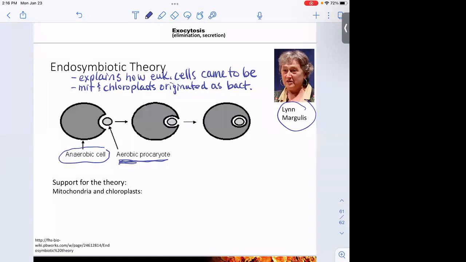So that's kind of the first eukaryotic cell, and probably that happened maybe several different times, and this aerobic prokaryote became a mitochondria in one case, and maybe it became a chloroplast in another case. I don't know how the nucleus suddenly appeared, but that's our best hypothesis for how cells got to be more complex. All right, so what's some support for this theory?